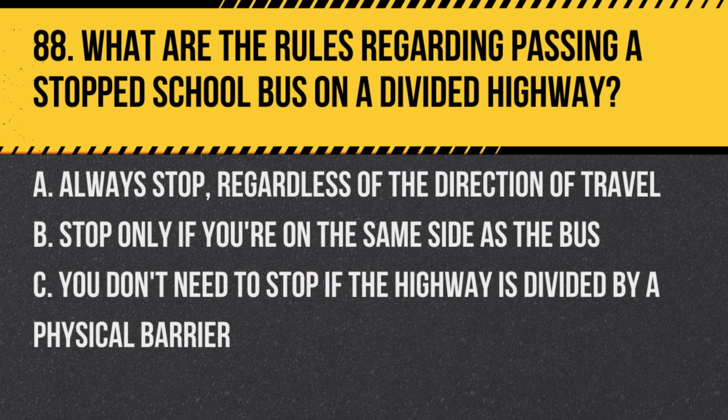Question 88. What are the rules regarding passing a stopped school bus on a divided highway? A. Always stop, regardless of the direction of travel. B. Stop only if you're on the same side as the bus. C. You don't need to stop if the highway is divided by a physical barrier. Answer: C. You don't need to stop if the highway is divided by a physical barrier. On a divided highway, only vehicles on the same side as the stopped school bus must stop.